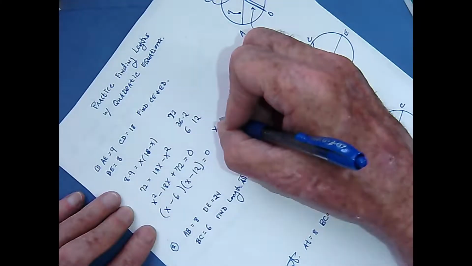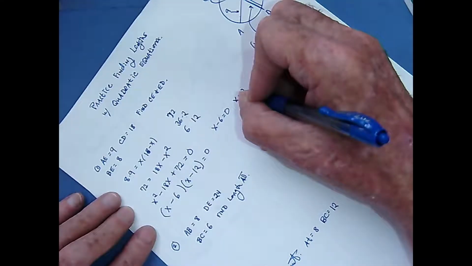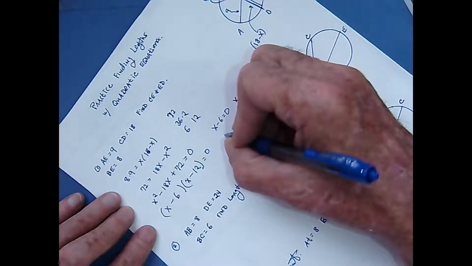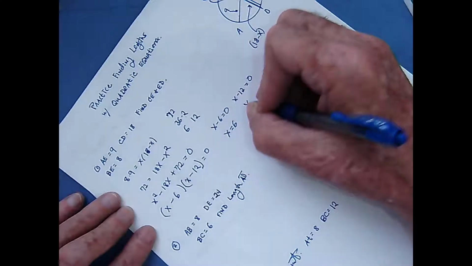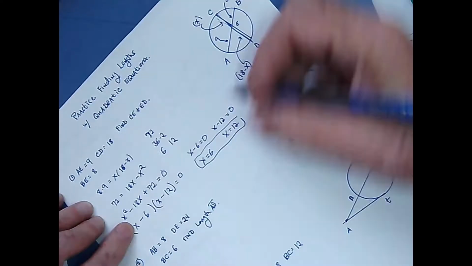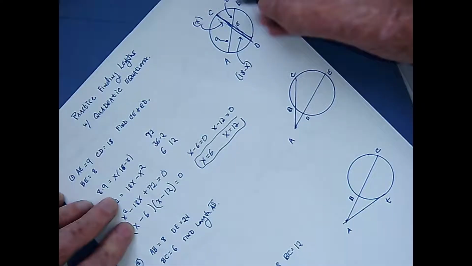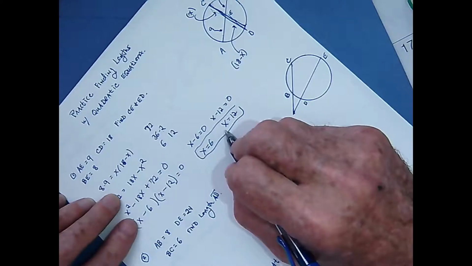x minus 6 could equal 0, or x minus 12 could. And so x is either equal to 6 or x is equal to 12. And truth is, I think in this question we don't know which is which. This one could have been 6 and this one would have been 12, or the converse. It could go either way. But those lengths are going to be 6 and 12.